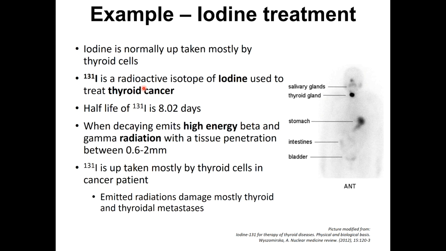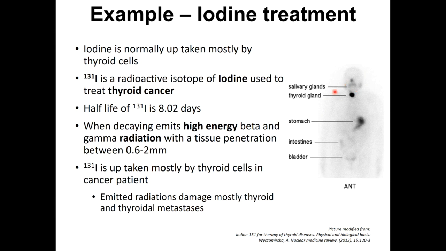Even the cancer cells, once they spread around, still retain the same property of picking up iodine. So now, if you can use a form of iodine that is basically identical to the normal one, but the difference is that it emits radiation that can kill. These are high energy radiation emitted by this radioisotope, and they can penetrate up to 2 millimeters in size.